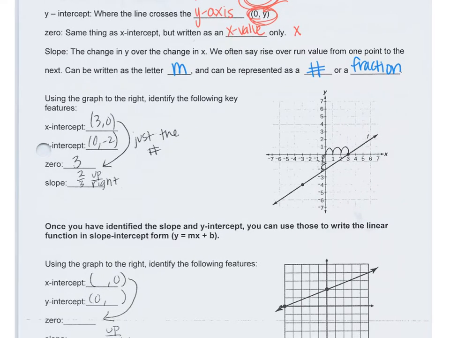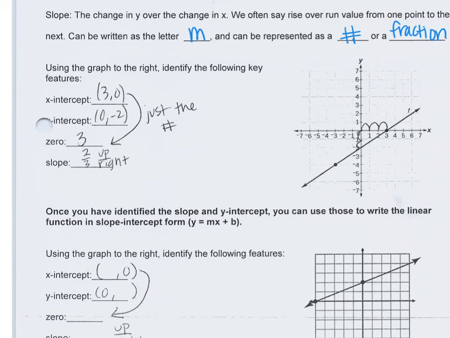So using the graph to the right, identify the key features. These have been done for us, so I'm going to highlight what they were looking at. So the x-intercept is listed at (3, 0). It crosses the x-axis at 3. Keep in mind, the x-intercept is where it crosses the x-axis, and the x-axis is the one that goes horizontally. It crosses here at 3, so we write that as a point.